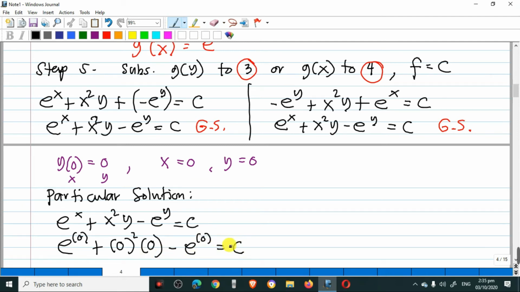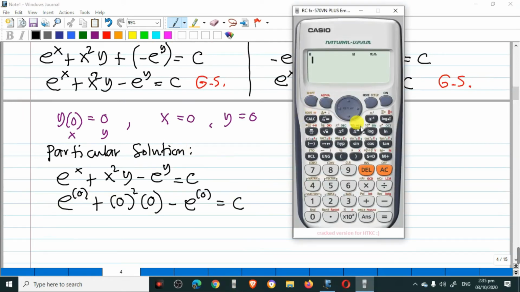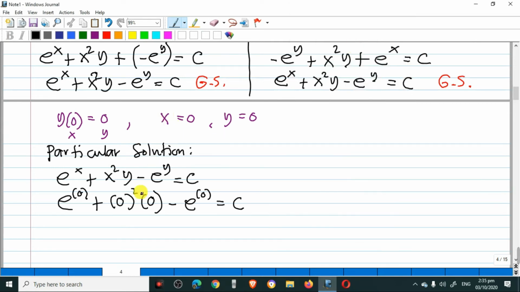We already have the value of c. Simplify further. So, what is the value of e raised to 0? Let's use the calculator. e raised to 0 is equal to 1. So, substitute: 1, plus, this is all 0, minus, this is 1, and this is equal to c. Therefore, our arbitrary constant is equal to 1 plus 0 minus 1, which is equal to 0. That is our value of c.